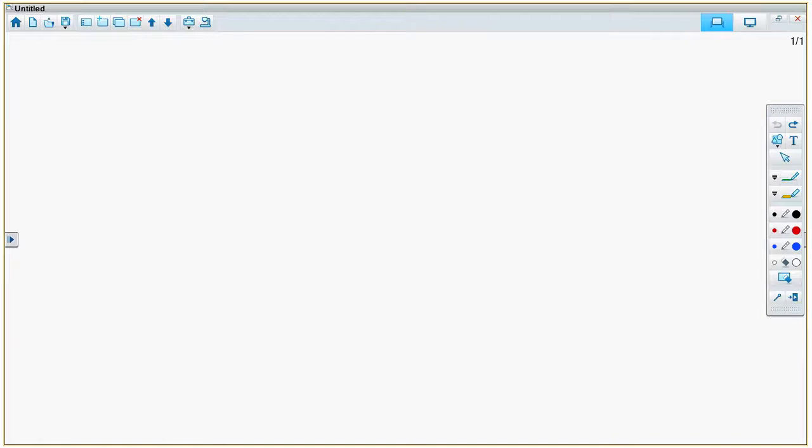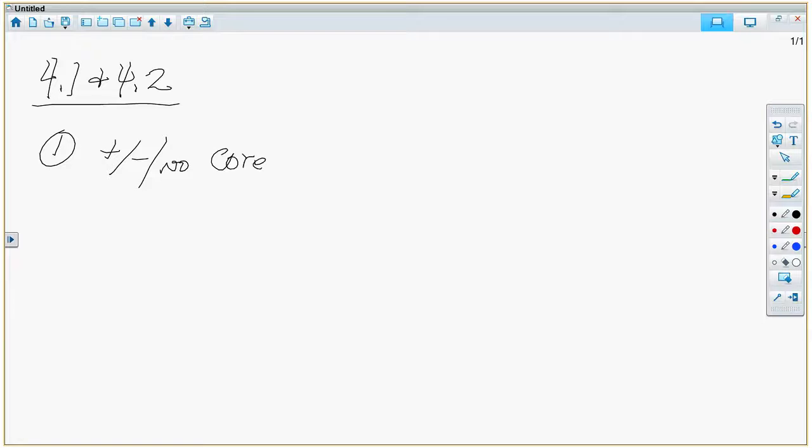With 4.1 and 4.2, I want you to make sure that you know what the positive, negative, and no correlations are. I want you to be able to work that out. In other words, look at a graph and put a line with that graph and tell me whether it's positive, negative, or no correlation. And then I want you to be able to find the slope of a line once you find it. That's the only two things that I would even test you on.